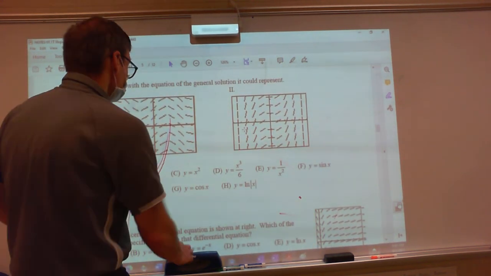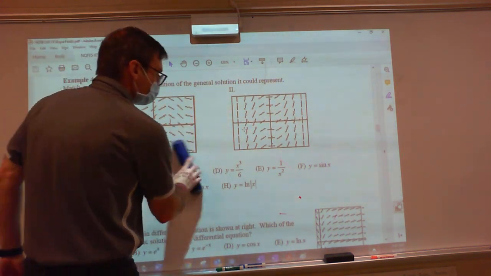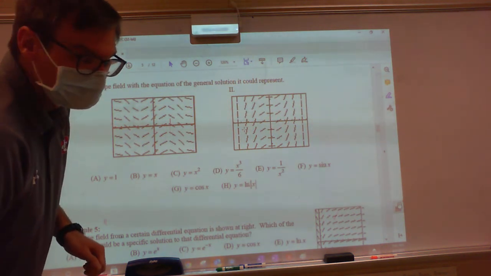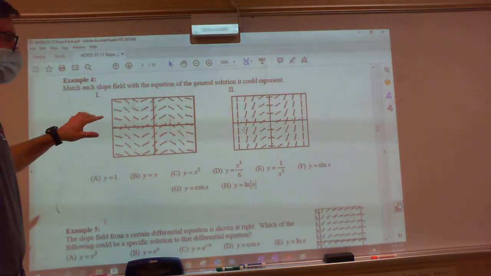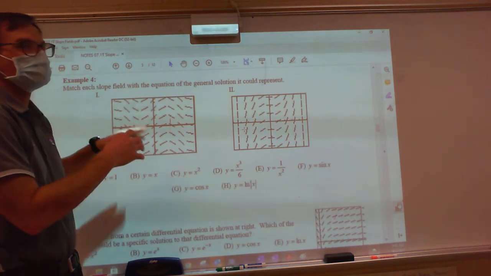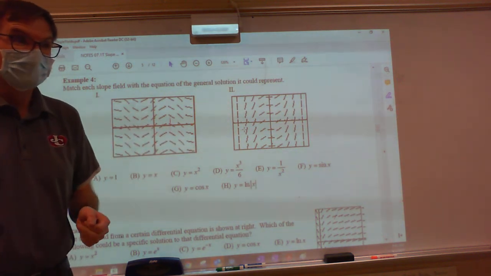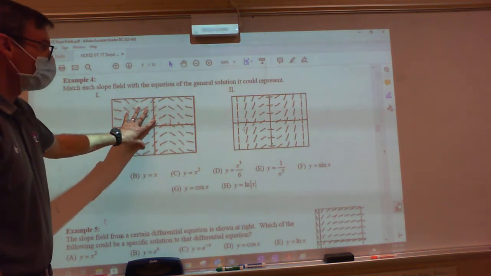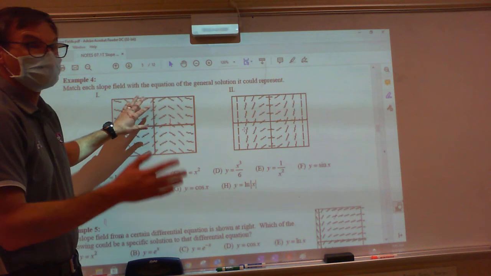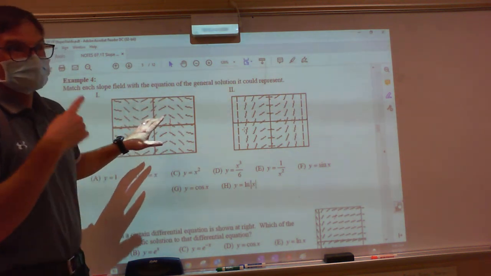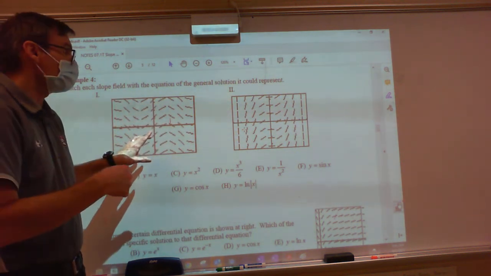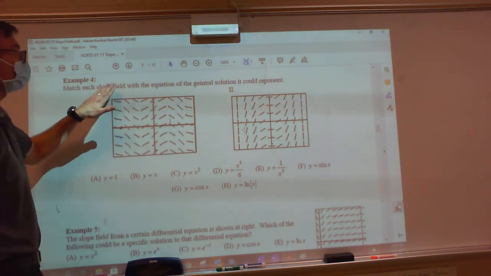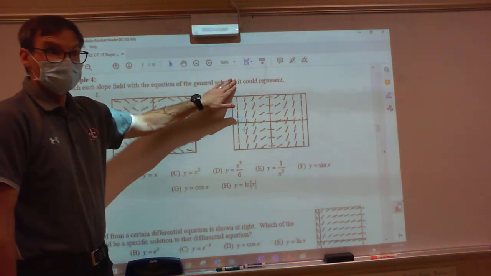Now, this is typical of questions they ask on multiple choice on the AP exam. Sometimes they'll give you a slope field, right? And they'll ask one of two things. Typically they say match the differential equation, or sometimes they'll say, well, what's the actual answer? Right? And in this case they're saying match a slope field with the general solution, right?